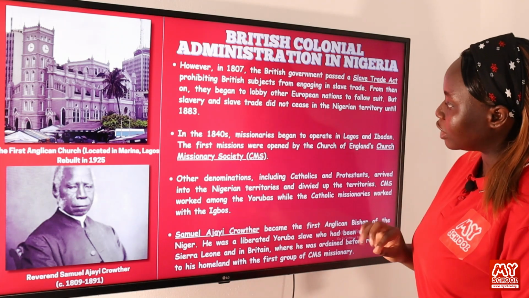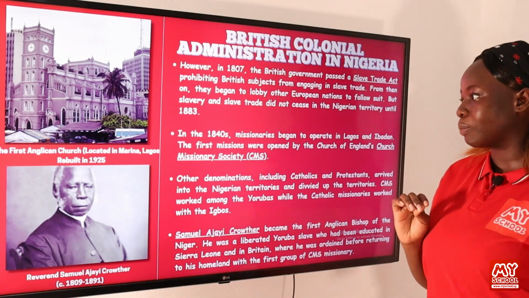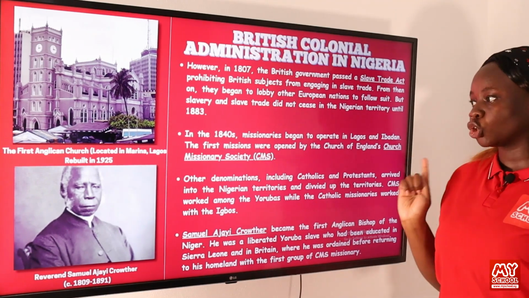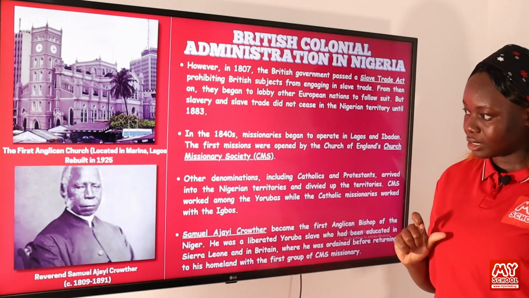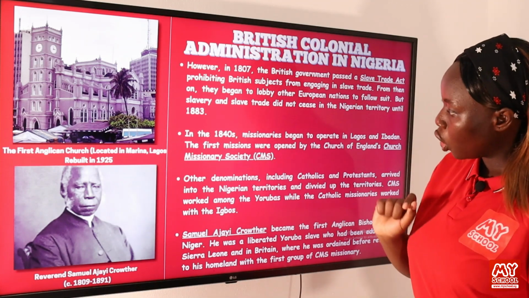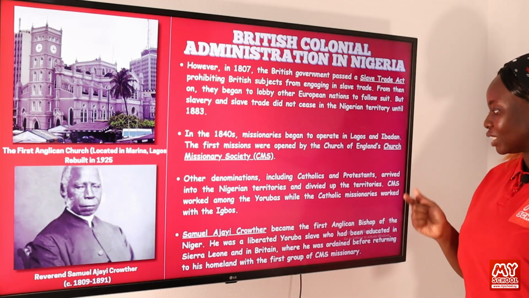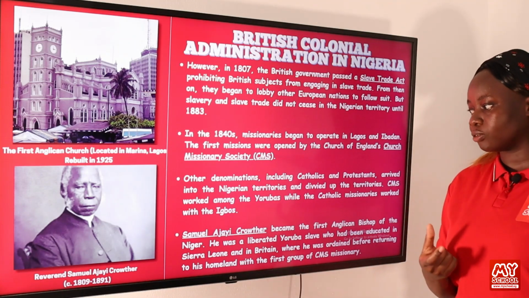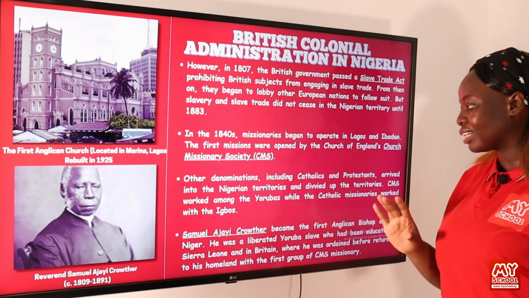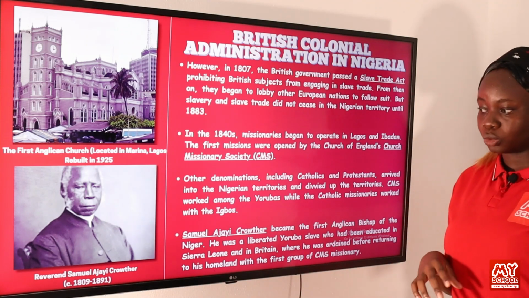In the 1840s, missionaries began to operate in Lagos and Ibadan. The first missions were opened by the Church of England's Church Missionary Society, or CMS. So they were the first mission in the Nigerian territories. Other denominations, including Catholics and Protestants, arrived into the Nigerian territories and divvied up the territories. CMS worked among the Yorubas, while the Catholic missionaries worked with the Igbos.